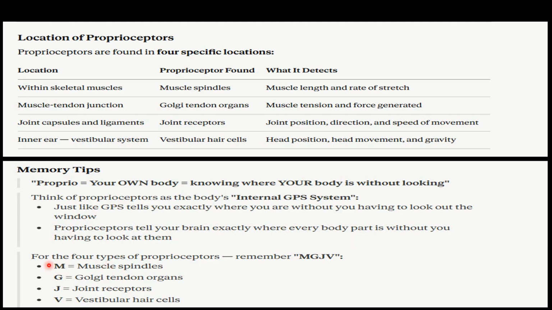And majorly we have 4 types. You can see there are a total of 4 types. First is muscle spindles, second is Golgi tendon organ, third is joint receptor, and fourth is vestibular hair cells. So in the next session we will talk about all these types in detail, because otherwise this session will be a bit lengthy, and I don't want to make it so lengthy. So I think we are good for now, and in the next session we will discuss these types.